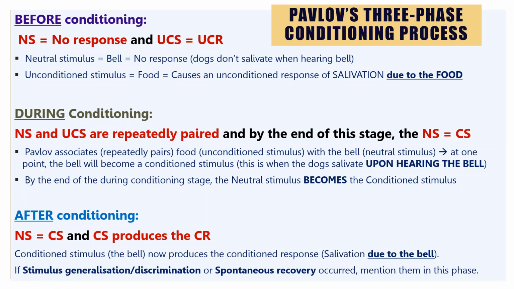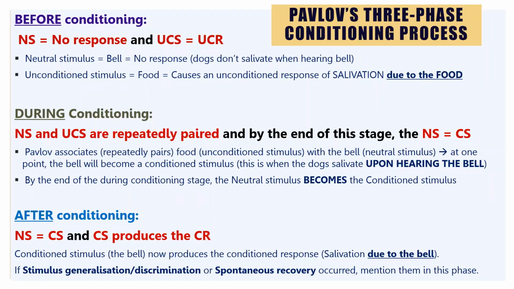Now, when Pavlov begins the conditioning process, this is when we move into phase two, which is the during conditioning process. In the during conditioning process, the neutral stimulus, which is the bell, and the unconditioned stimulus, which is the food, are repeatedly paired and associated with each other. What that would look like in real life is Pavlov going up to the dog, ringing the bell, putting the food in front of the dog's face, ringing the bell, putting the food in front of the dog, and so on.